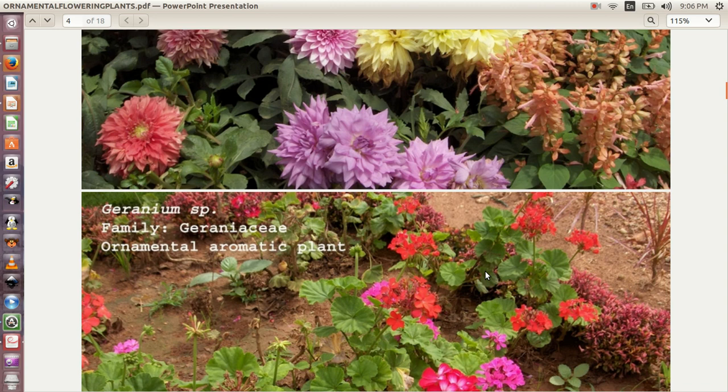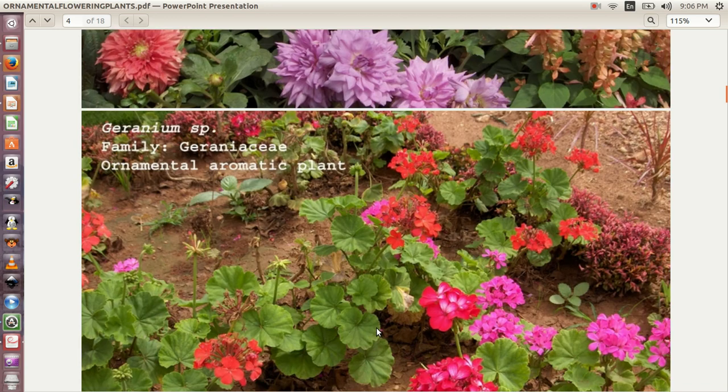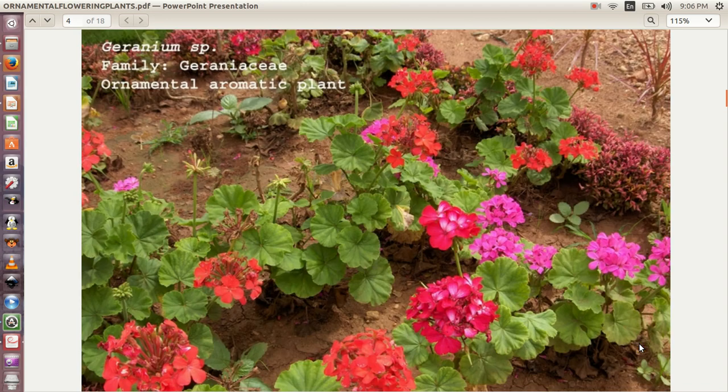So this is Geranium. If you look at the leaves, they are almost kidney shaped and very aromatic. We commonly grow these as ornamental plants, the reddish variety of it. You might have crushed the leaf and smelt this aroma. It is a Geranium species, and it belongs to the family Geraniaceae. There is also a hybrid variety of pink colored Geranium that you can see.